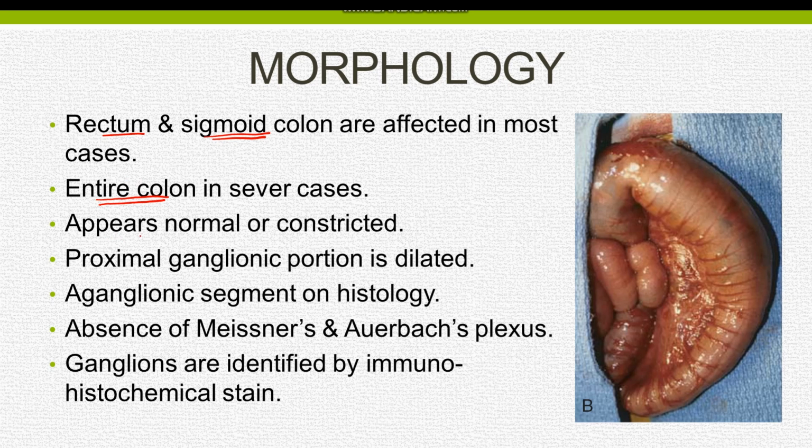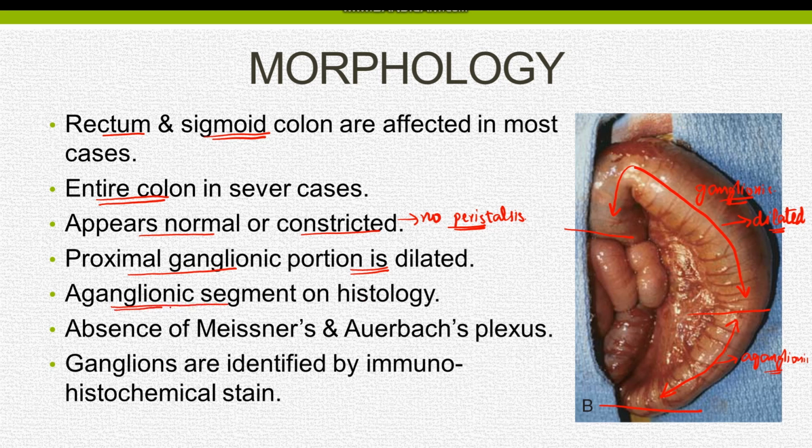The aganglionic segment appears normal or constricted, and there is no peristalsis in the aganglionic segment. The proximal ganglionic portion is dilated. As you can see here, this portion is constricted, which means it is aganglionic, and the proximal portion of the colon, which is ganglionic, is dilated. This dilation is due to accumulation of gastrointestinal contents. The histological picture reveals an aganglionic segment, and there is absence of both Meissner's and Auerbach's plexus in the intestinal wall.